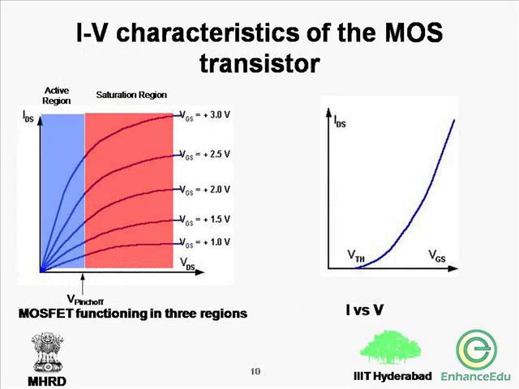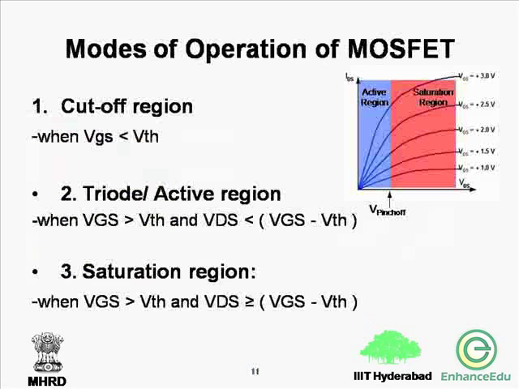So now we proceed with the IV characteristic of the MOS transistor. As can be seen in the figure on the left hand side, the three different regions in the MOS are the pinch-off or the cutoff region, the active region and the saturation region. These regions are very similar to those discussed for the BJT module.